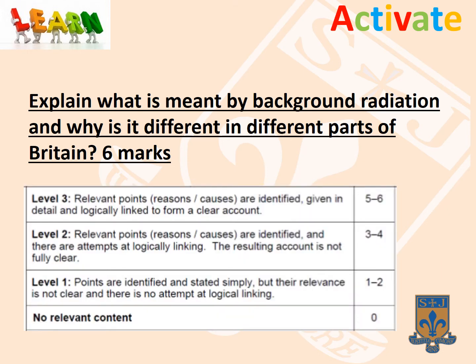You also need to remember that when we're answering 6-mark questions, we need to look carefully at what the command word is. Now the command word for this question is explain. This shows the mark scheme for the word explain and how an examiner would mark your work. You would get somewhere between 1 and 6 marks. For 1 to 2 marks, you have to clearly identify, but simply, your point. For 3 to 4 marks, you have to make relevant points. You've got to identify these points, but it doesn't matter if they're not fully linked together. For 5 to 6 marks, you need to make sure you make relevant points and you detail them in a logical way to form a clear account that clearly answers the question.